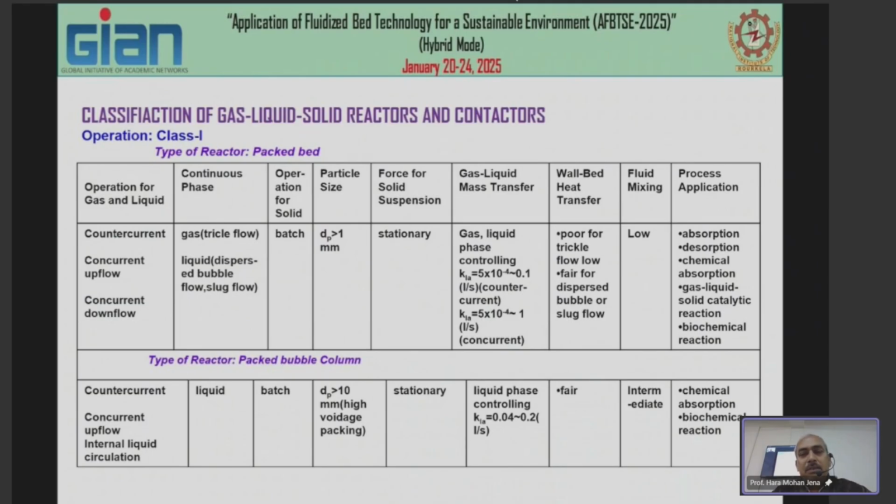Gas, liquid mass transfer: the gas and liquid phase controlling here, and the k_L a, that is the mass transfer coefficient based on the liquid phase, is 5 x 10^-4 to 0.1 per second for the counter-current operation, and for concurrent it is again up to 1 per second.